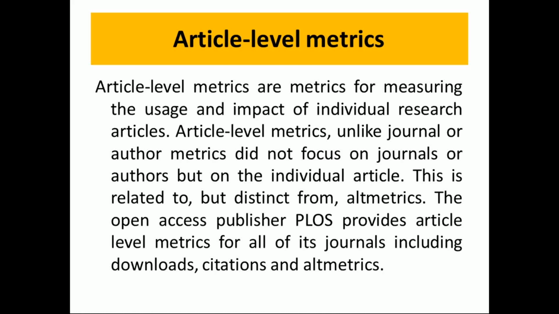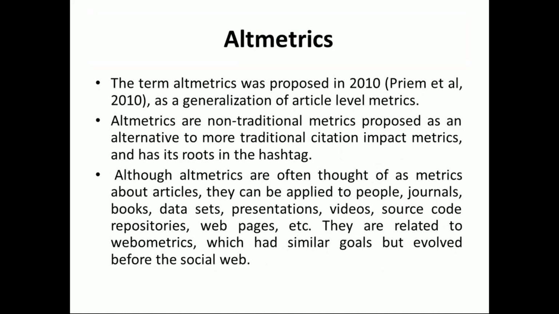Altmetrics. The term altmetrics was proposed in 2010 as a generalization of article level metrics. Although altmetrics are often thought of as metrics about articles, they can also apply to people, journals, books, datasets, presentations, videos, source code repositories, web pages, etc. They are related to webometrics, which had similar goals but evolved before the social web.